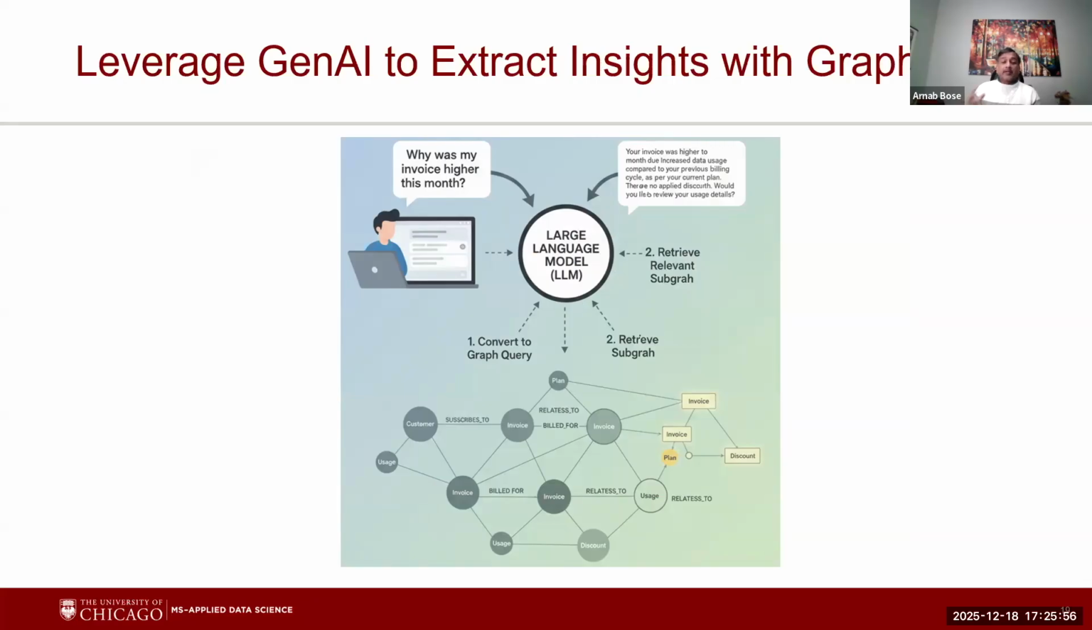So in a traditional RAG system, this knowledge graph would be represented by a vector database, but now you have a graph database, a knowledge graph on top of it, and that's what's pulling the information.